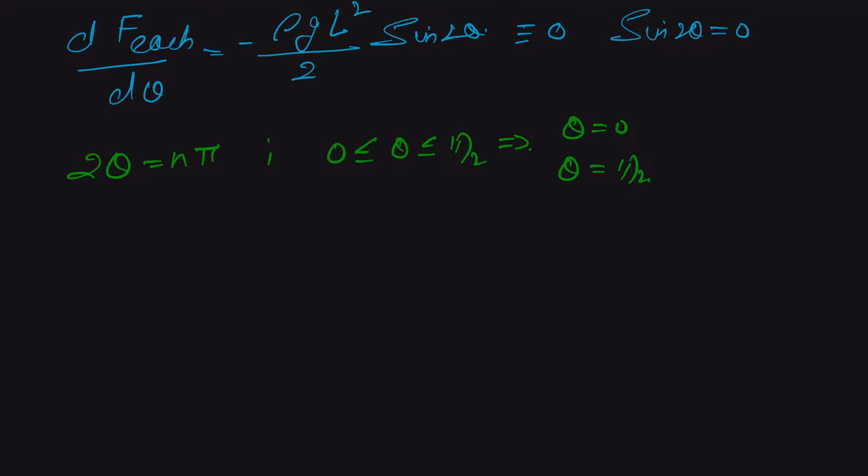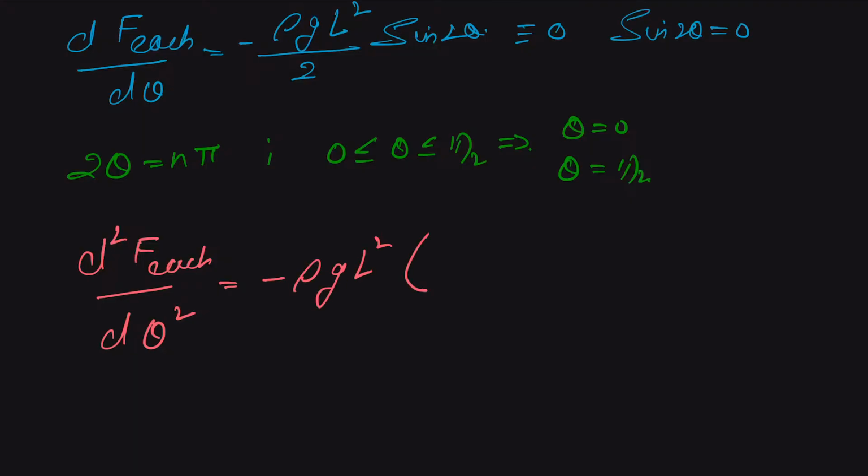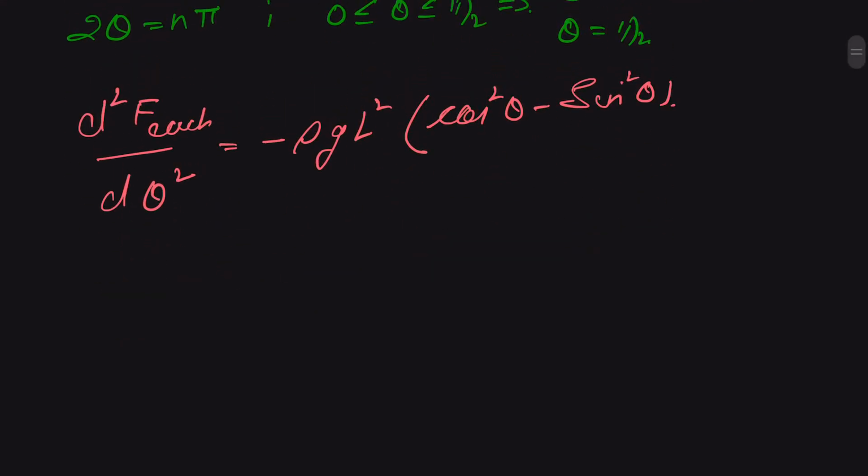And now we find out the second derivative. So we get the second derivative is equal to, this comes as minus rho G L square, and we are going to get this as our cos square theta minus sin square theta, or we can sort it out. We can write this as minus rho G L square, and we have cos of 2 theta.